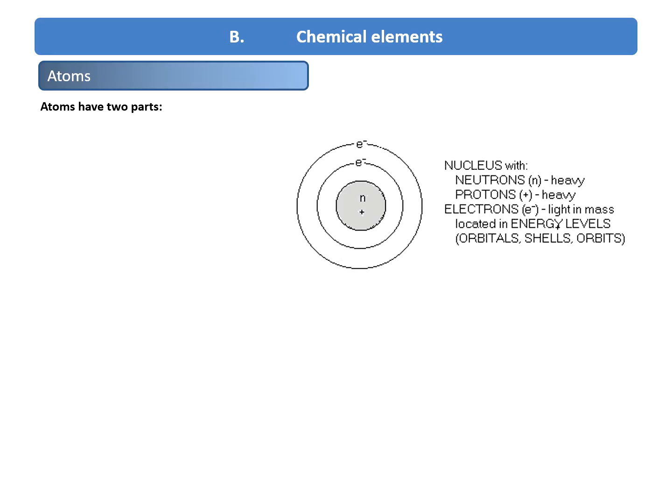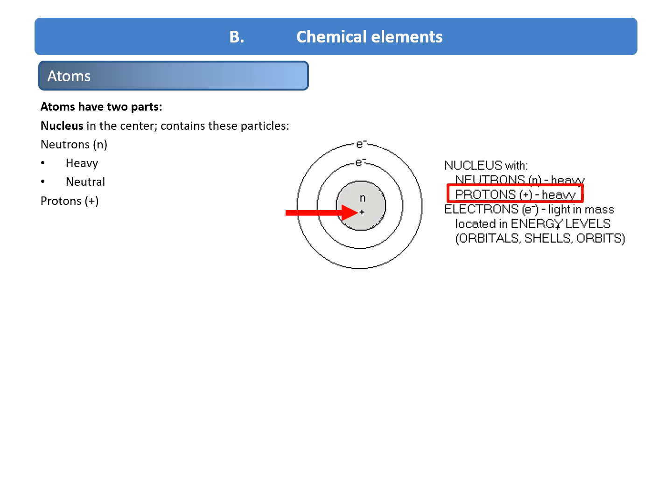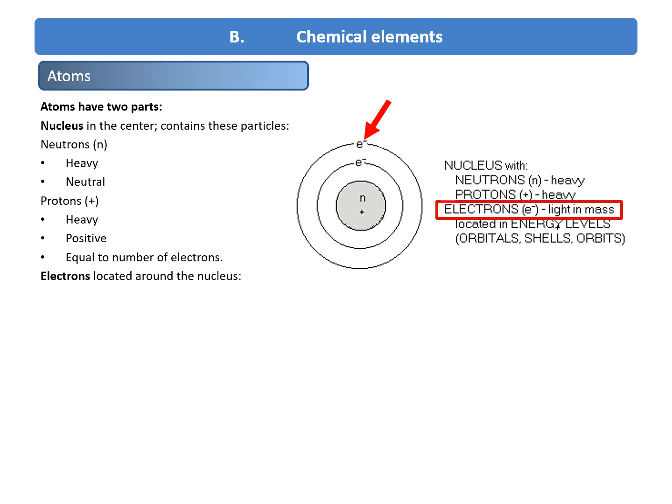An atom has 2 parts: a nucleus in the center, which contains neutrons, heavy particles with a neutral charge, and protons, also heavy particles, but having a positive charge. The number of protons is equal to the number of electrons. Now, what I'm describing is a model of the atom. No one really knows what an atom looks like, but this model will serve for useful purposes.